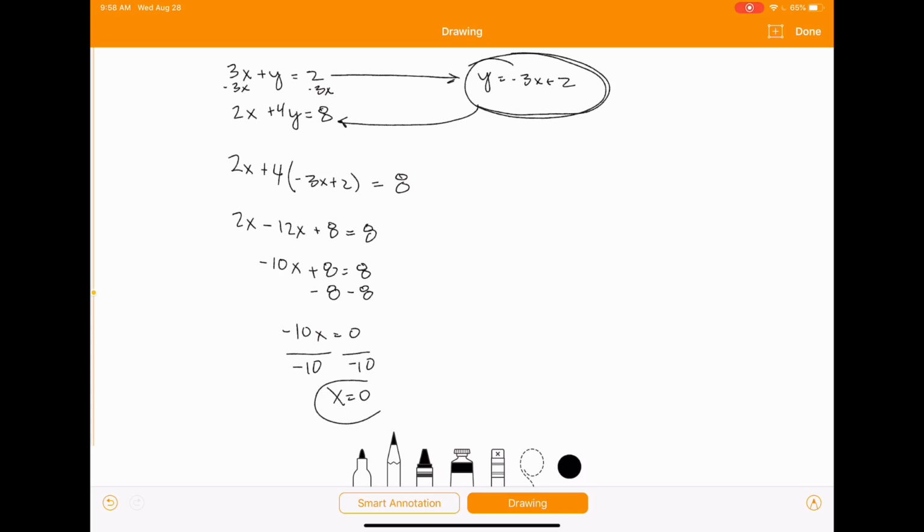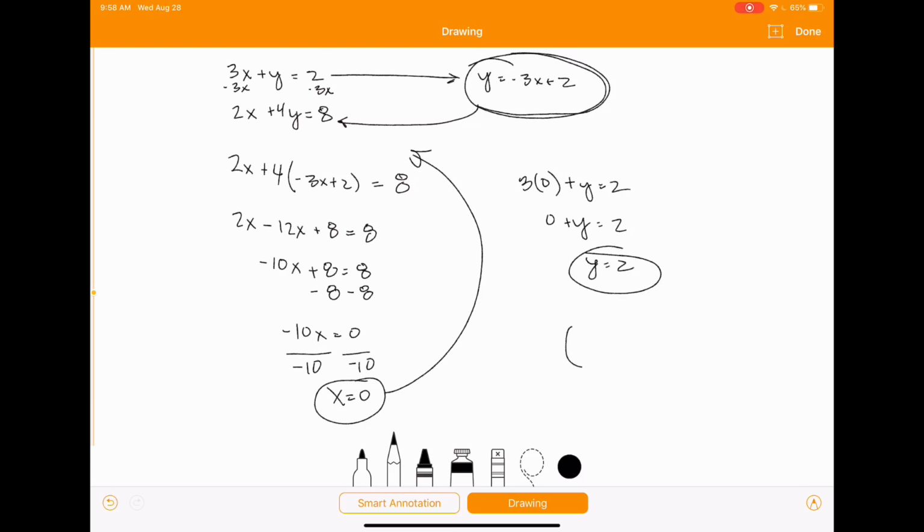And then go ahead and take this and plug it back into either one of your equations. It doesn't matter if you choose equation 1 or equation 2. You'll get the same answer either way. So I'll go ahead and just plug it into our first equation. So 3 times x, which we just found out is 0, plus y equals 2. So then you can go ahead and solve for y. So you're going to get 0 plus y equals 2, so y equals 2. So your solution is going to be 0, 2. And again, that's where those lines are going to intersect, is at that point right there.